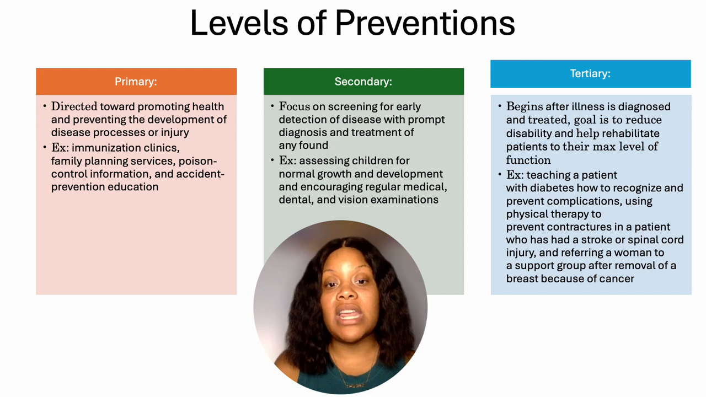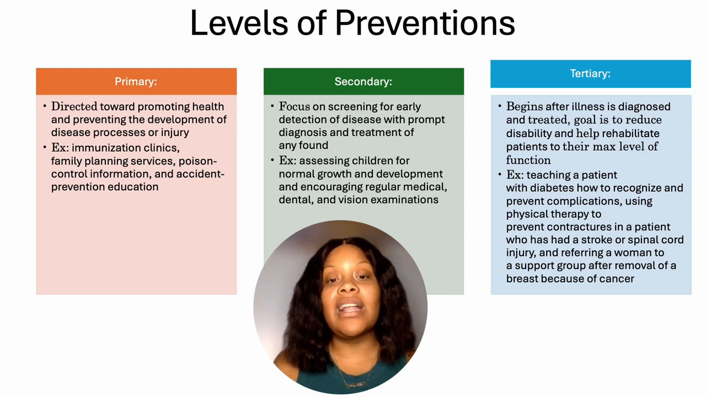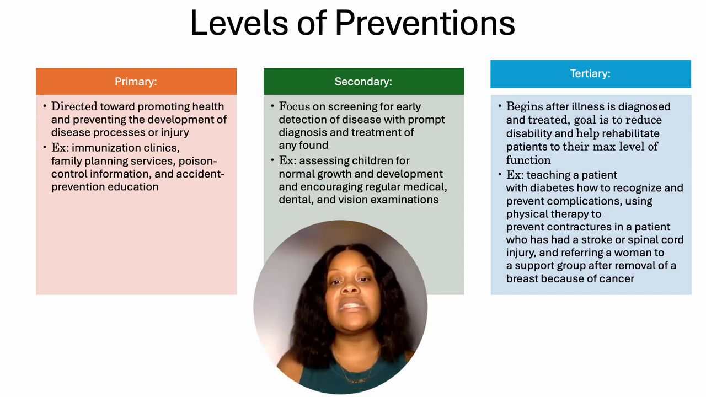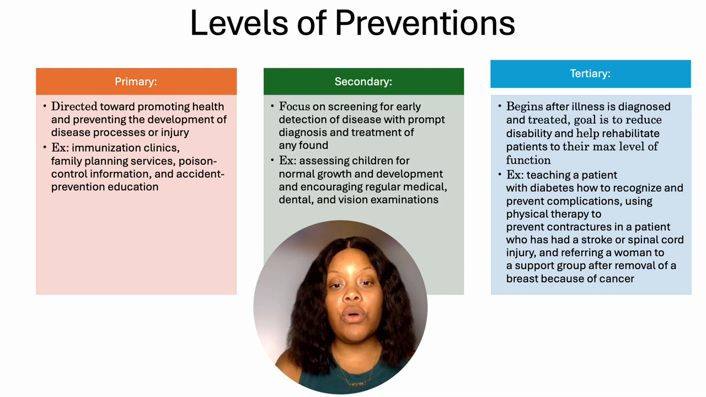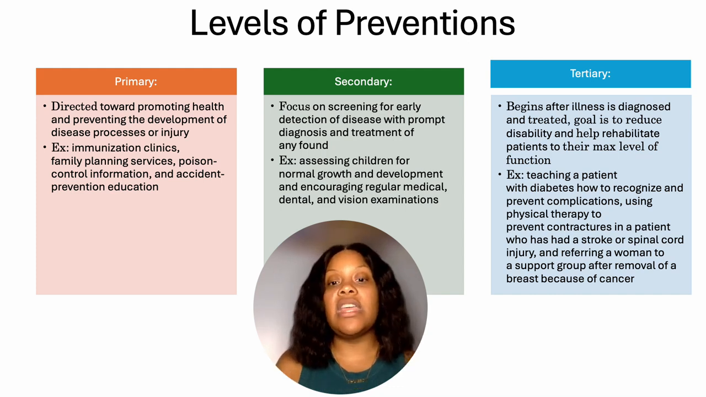Another way to think about it is when a patient starts to exhibit some signs and symptoms, and we start them on prompt diagnosis and prompt treatment. Let's say the patient went to get their blood pressure checked at the clinic, and the clinic said, okay, you have high blood pressure, so we're going to start you on some blood pressure medicine. That's secondary prevention, leading to prompt diagnosis and treatment of any found.